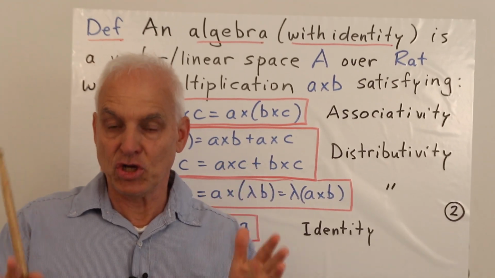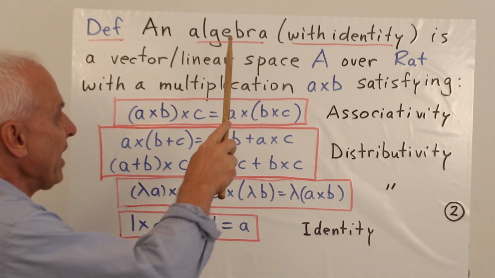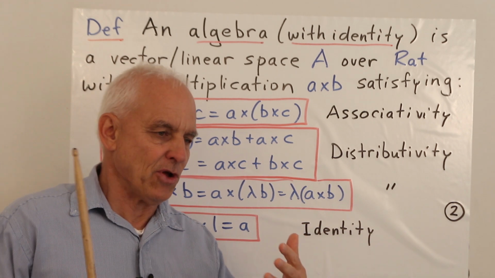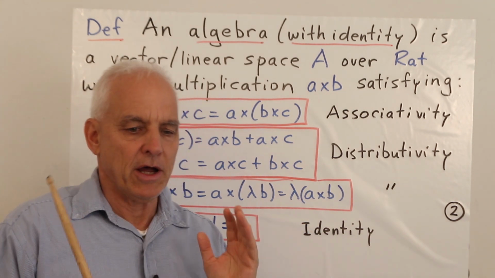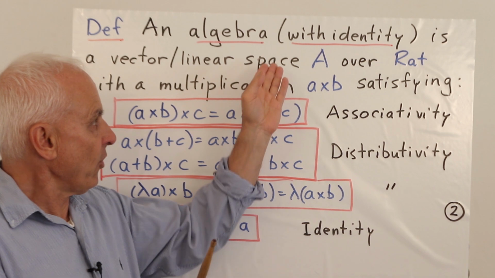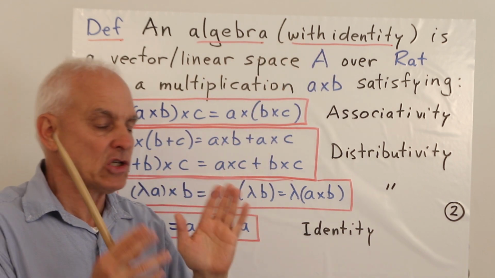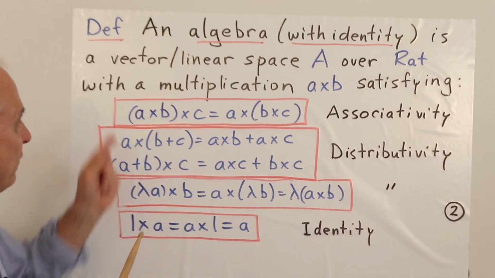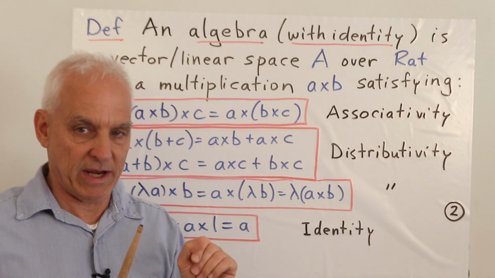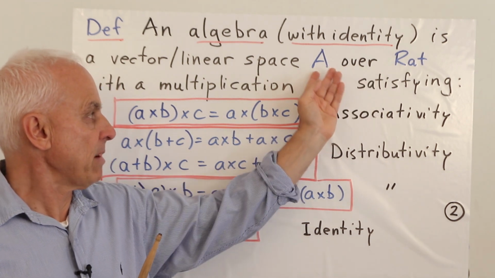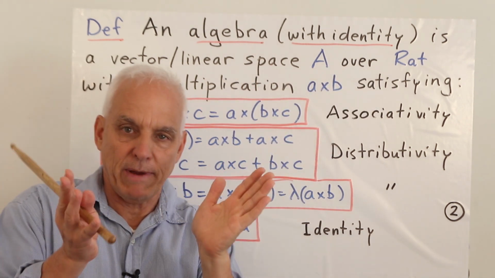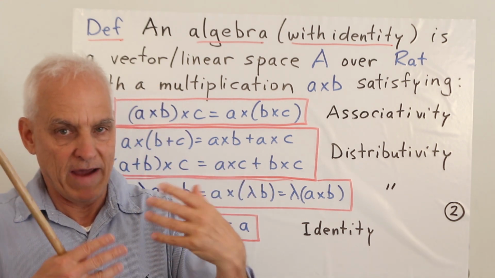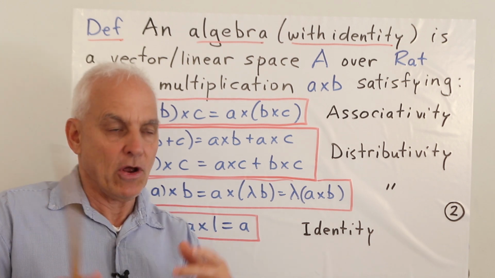Okay, so what is the definition of an algebra? So for us, an algebra with identity. In the theory of algebras, there are also algebras without identity, but they're not as central as these ones. So we're not always going to say it, but all the algebras that we're going to be working with always have an identity. So what is that? Well, it's first of all a vector or linear space over the rationals. Maybe it's called A. So it's a vector space. It's got elements that can be added and scalar multiplied, and the usual vector space properties hold.